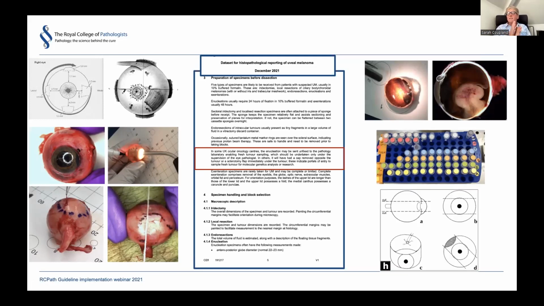So this first cut is usually undertaken in the fresh eye, but then the eye is placed in formalin, and the second cut is undertaken the following day, so that then there is the PO block with the tumor inside, and then you have the calottes, which are embedded completely, just to make sure that you're examining all components of the tumor, and particularly excluding any extraocular spread.